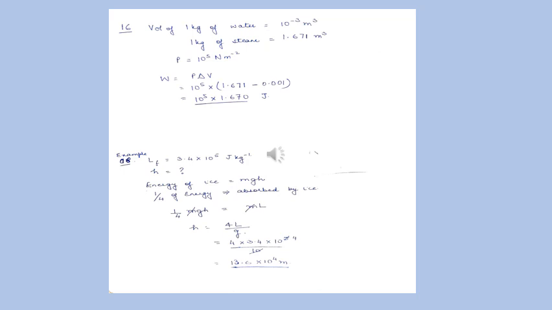Now, when the ice is falling, the energy it possesses is potential energy, mgh. 1/4 of the heat is absorbed, so the heat energy absorbed by ice for melting is 1/4 of mgh, which will be equal to mL. So h is equal to 4L upon g. Substituting the values, we get the height as 13.6 into 10 to the power 4 meters.